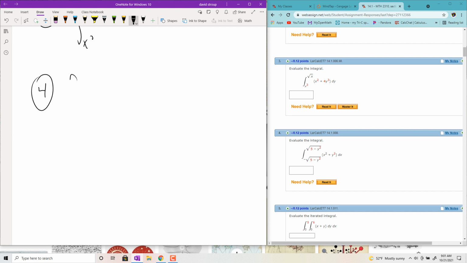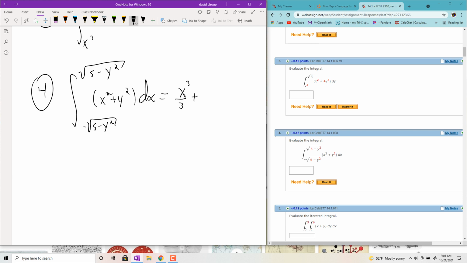Number 4. The integral from negative square root of 5 minus y squared to square root of 5 minus y squared. Those limits there actually are curves, the right and left hemisphere of a circle. Anyways, we want to integrate x squared plus y squared with respect to x. Integrating x squared is business as usual, x cubed over 3, plus the integral of y squared, that's a constant, so you have to tack on an x, so you get xy squared. Then we evaluate this antiderivative on these limits.